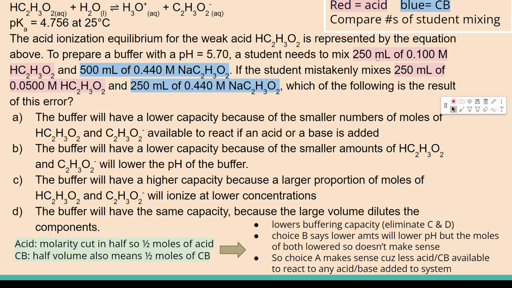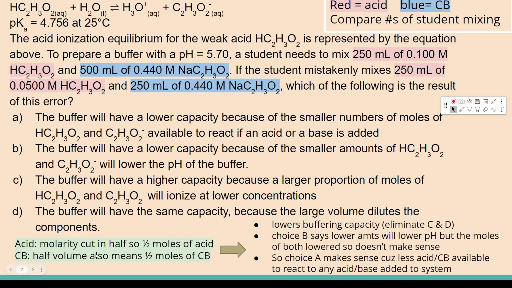And so looking at the things the student needed to do versus what they accidentally did, let's see what's different about them. In the red parts, we have 250 milliliters, so that's the same, but the molarities were different. It's 0.1 versus 0.05. So we see that the molarity was cut in half from the mistake. And then for the conjugate base, we have 500 milliliters versus 250. So that was halved, but the molarity is the same.